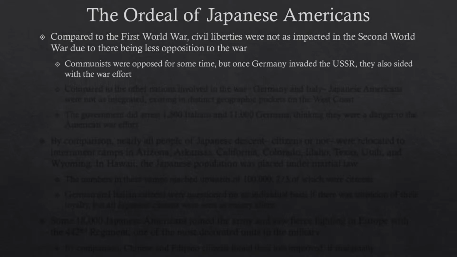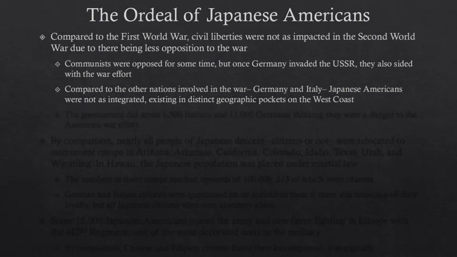All right, so civil liberties weren't as impacted in the Second World War as they were in the First because most people were okay with the war. Communists were opposed for a little while, but once Germany invaded the USSR, they supported the war. Despite Germany and Italy being in the war, the Germans and Italians in the United States were largely integrated. Japanese Americans, though, were still pretty segregated and in their own little alcoves, so hoo boy, things got bad.